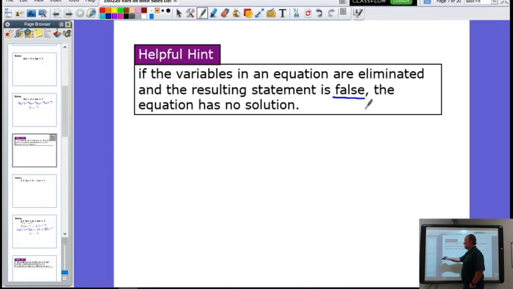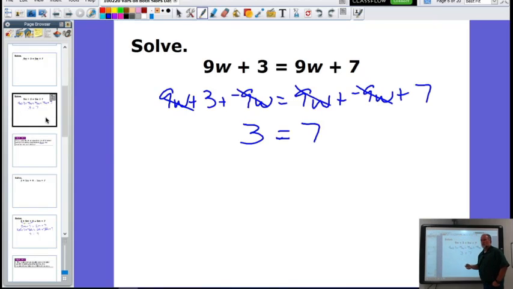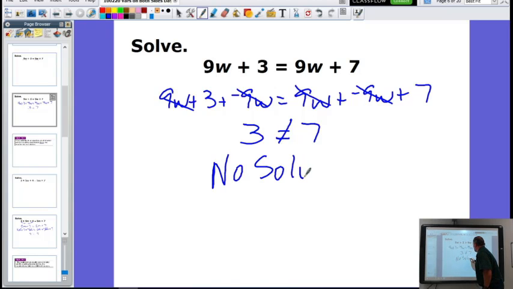So how do I finish out the problem? Well, if you remember from yesterday, what we do is we take and cross out the equal sign because that means not equal now. So we get 3 is not equal to 7, and you write no solution. Because what that means is there's not a number I can plug into that w to make this a true statement. Okay, and that's what we have to do.